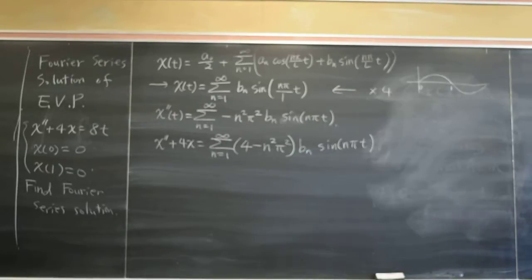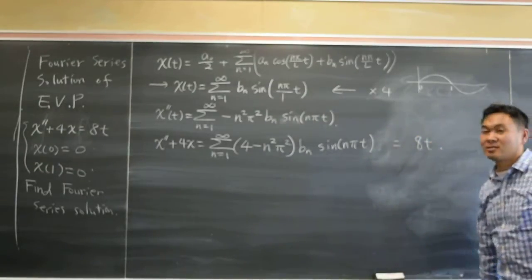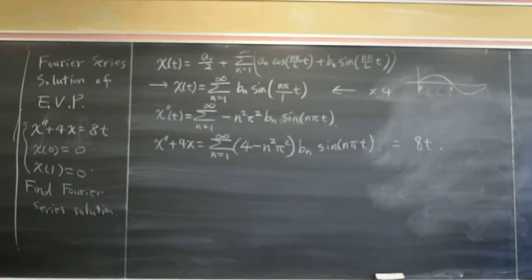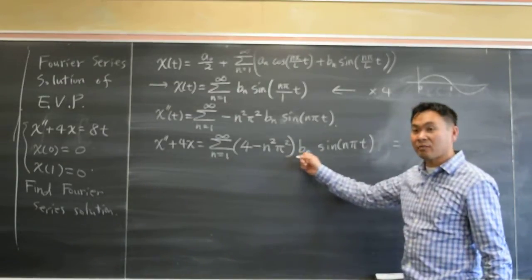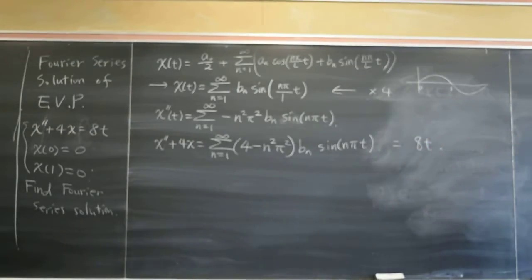So that's what we get, and then I have to make this equal to 8t. Okay, how do we do that? How do we know which bn I have to use in order to set it equal to 8t? Any ideas?